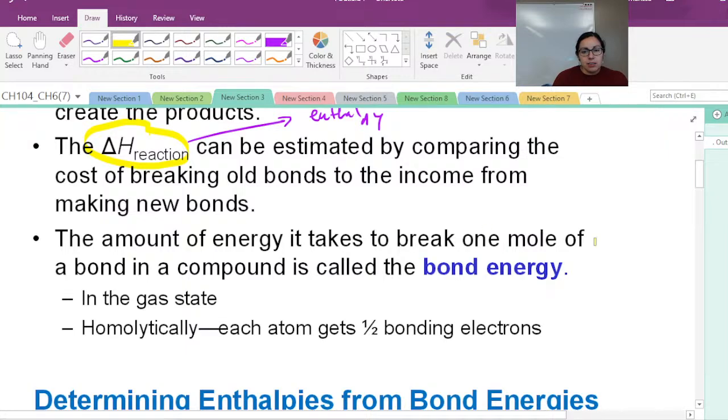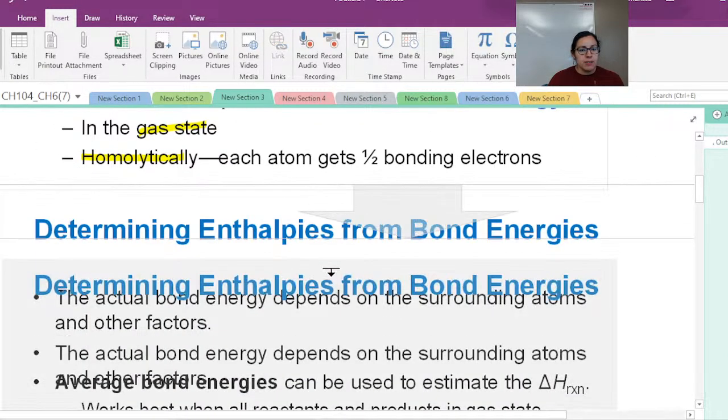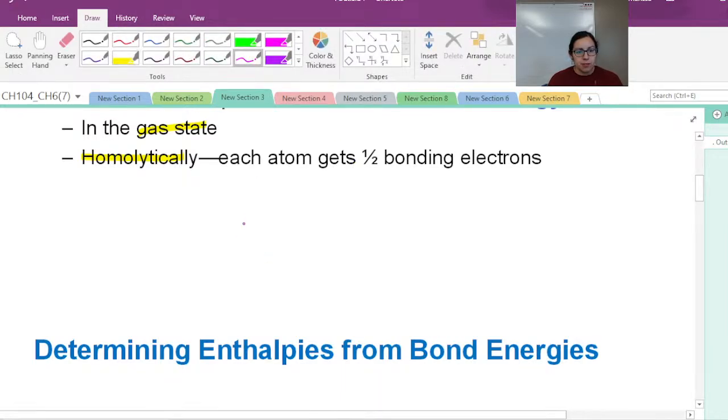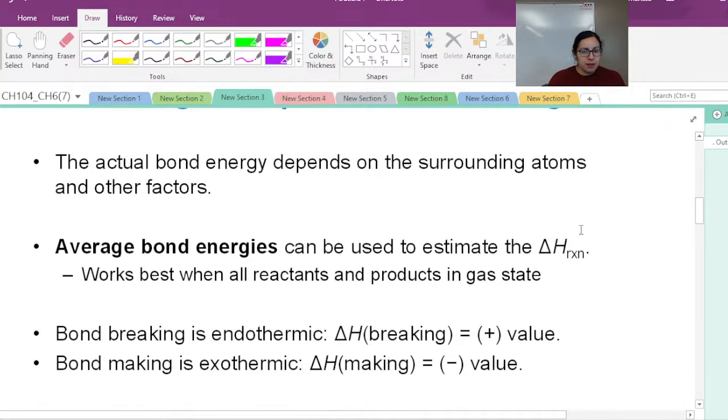Again, the amount of energy it takes to break 1 mole of our bond is called our bond energy. These are all calculated in the gas state and homolytically. What that means is that we have normal bonds such that when they break, each atom gets half the bonding electrons. So if it's homolytic, it's going to break evenly. So it's always assuming a homolytic break. Not every bond is homolytic, but we won't worry about that right now.